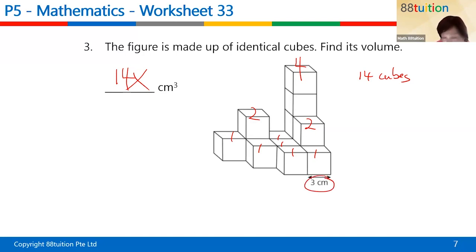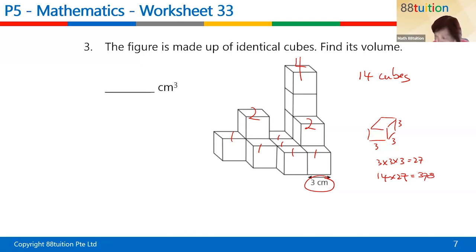Because you never see, here, what did he say? 3 cm cube. So that means this is 3 by 3 by 3. So 3 by 3 by 3 means what? The volume will be 27 cm cube. So for this is 27, I have 14 of them as cubes, so I multiply. So 27 by 14, that will be 378.